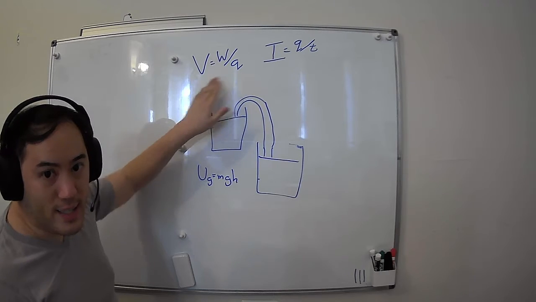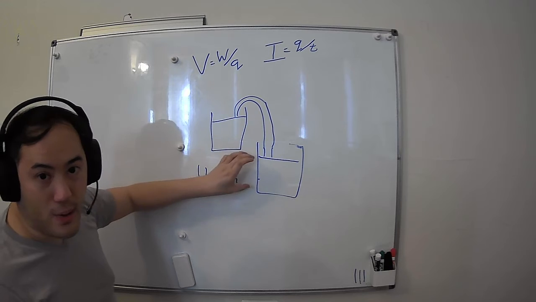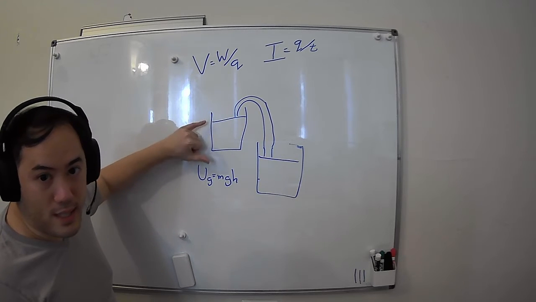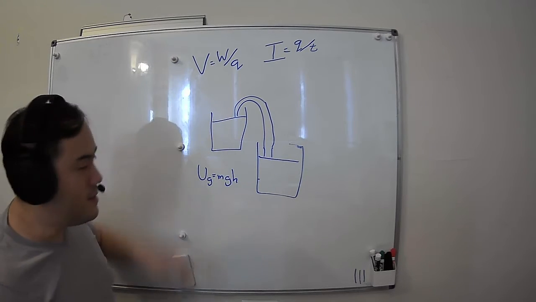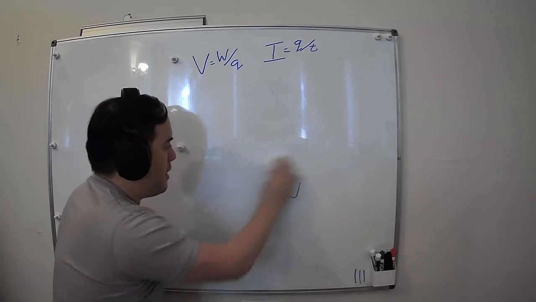This is analogous to voltage. A higher cup is a higher voltage. A lower cup is a lower voltage. The difference in height is the potential difference. So that's good. All right.